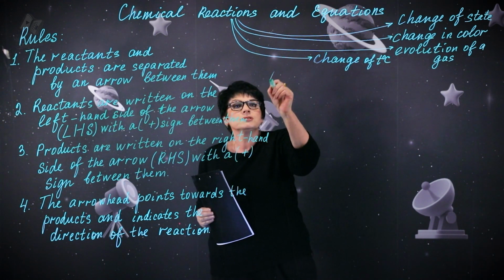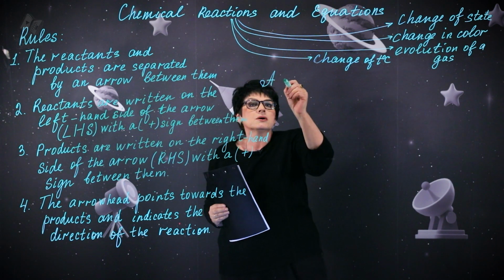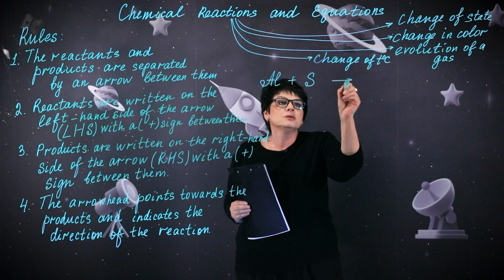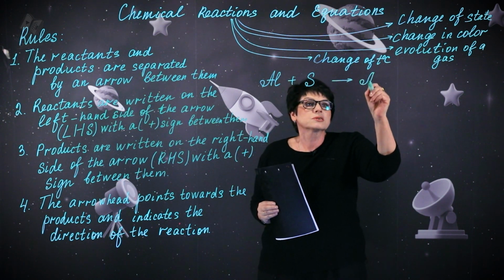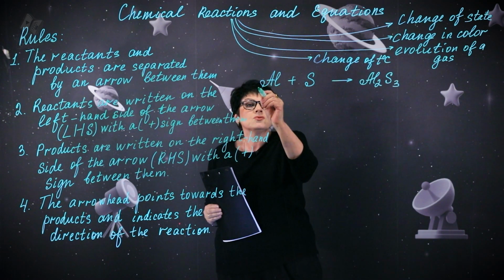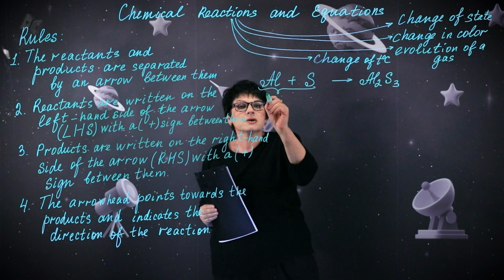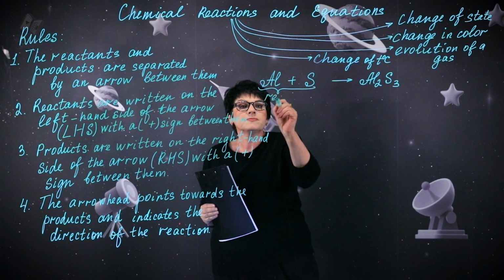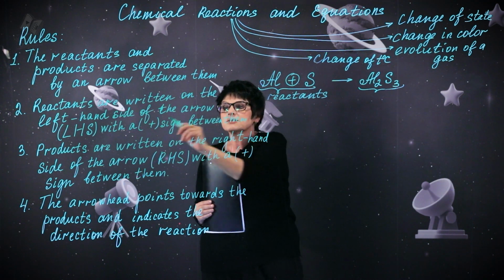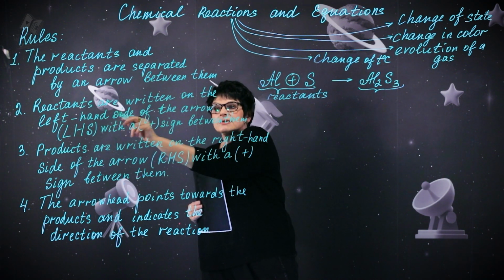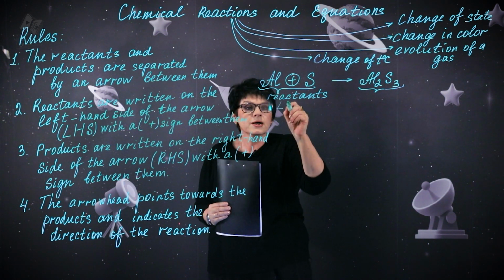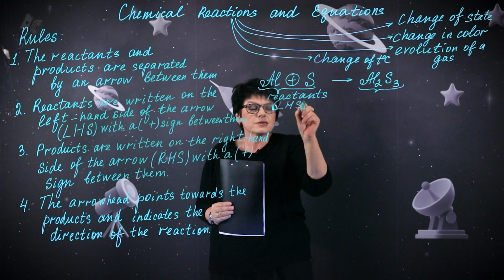For instance, let's imagine a situation where we have aluminum and sulfur interacting with each other, leading to the creation of a compound known as Al2S3 through a chemical reaction between the two elements. Aluminum and sulfur are commonly referred to as reagents. And this specific side is commonly referred to as the left side of this particular reaction. Or, to put it in simpler terms, it is the side located on the left-hand side.